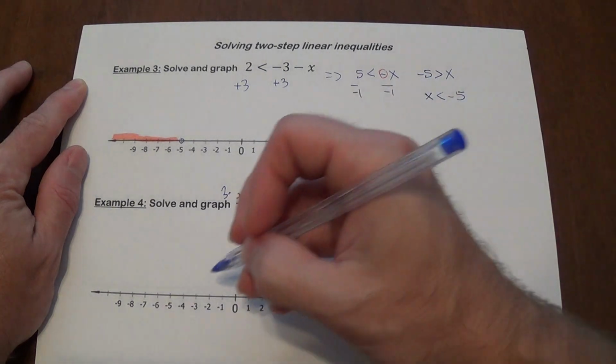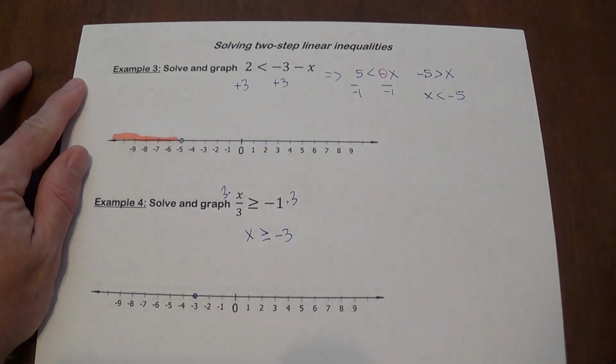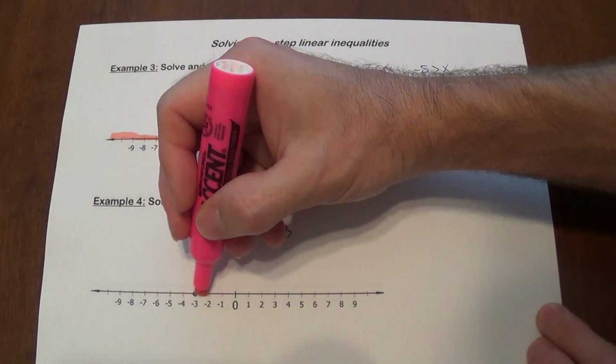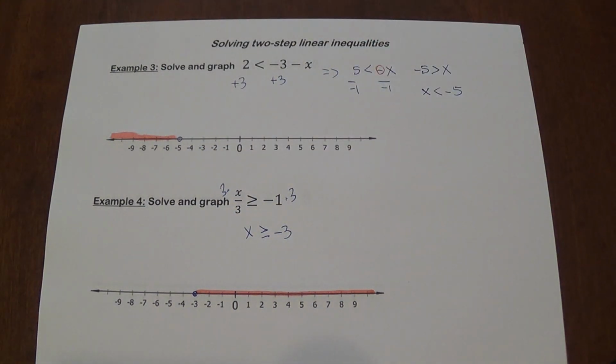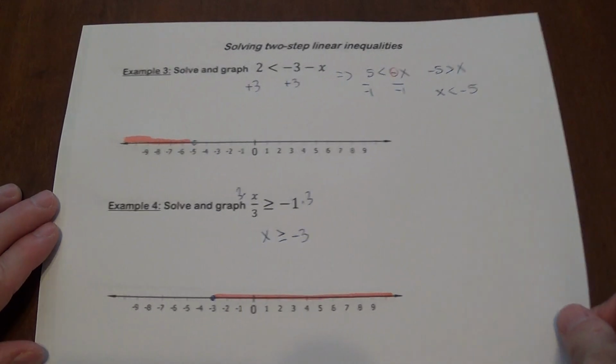Correct? Negative 3 is right there. This one's going to be closed. Anything that's greater than negative 3 is on the right of that. And this is where we're going to shade. I hope you're finding that easy enough. Just a couple more problems.